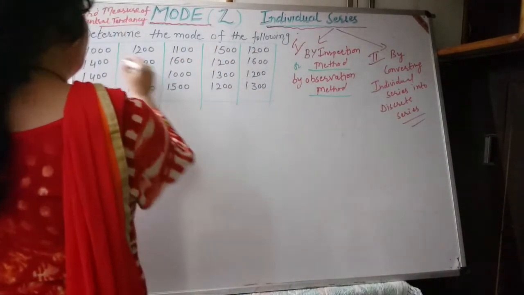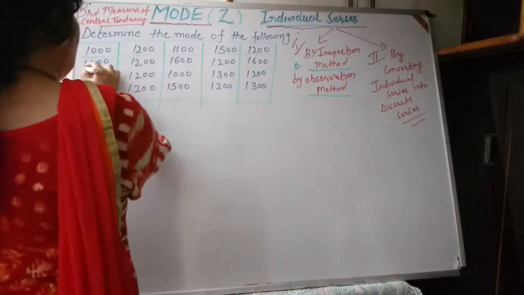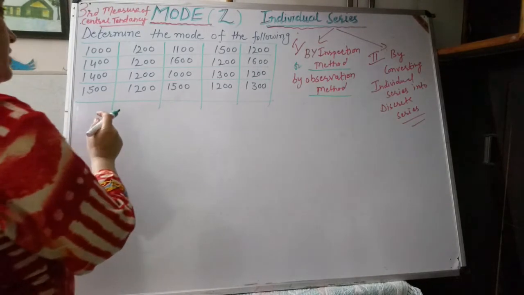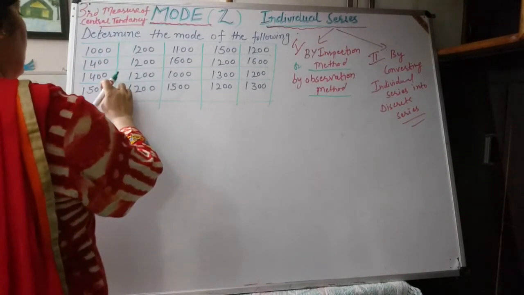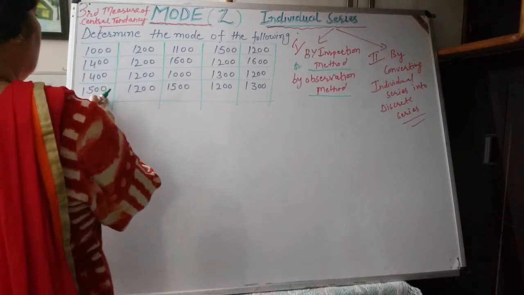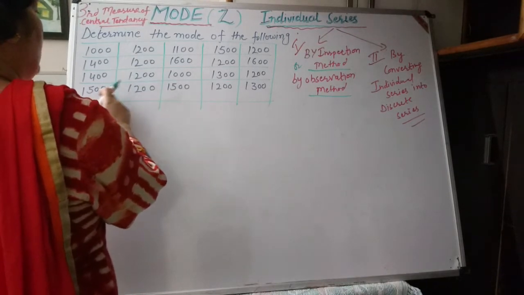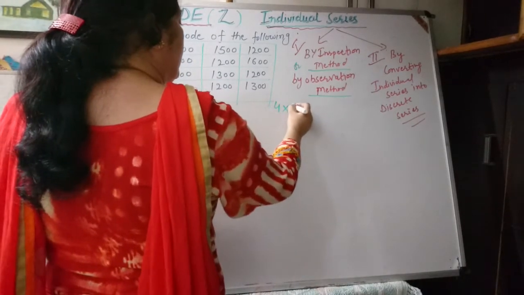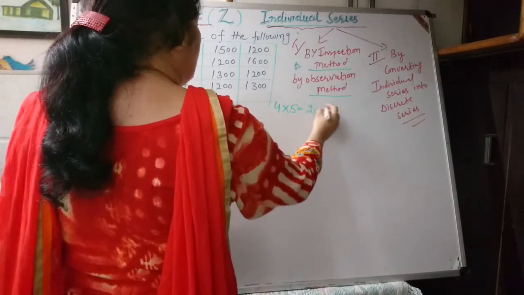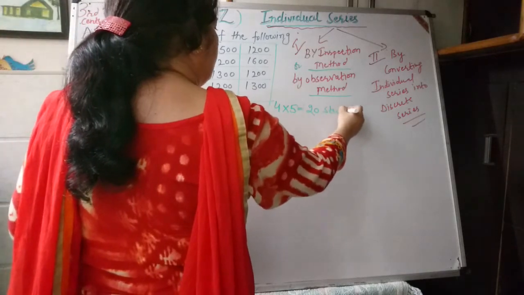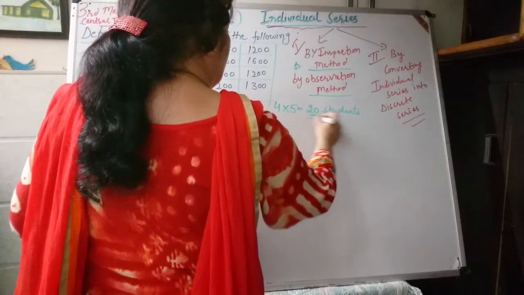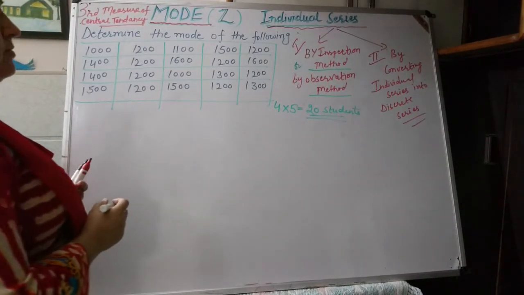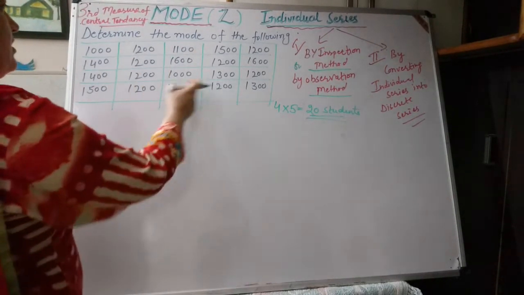This is the statement and this is an individual series. Here approximately 1 2 3 4 rows and 1 2 3 4 5 columns. So 4 multiplied by 5 is equal to 20 students, and we have to find out which is the mode marks. 20 students and these are the marks.